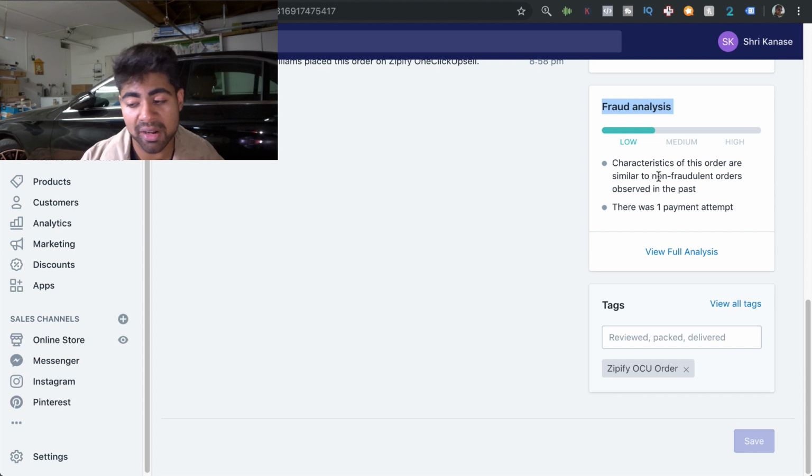Right now, what it says is characteristics of this order are similar to non-fraudulent orders observed in the past, and there was only one payment attempt made. So that means the order is good to go. There's no real issue with this order.